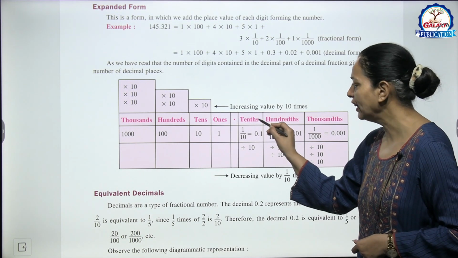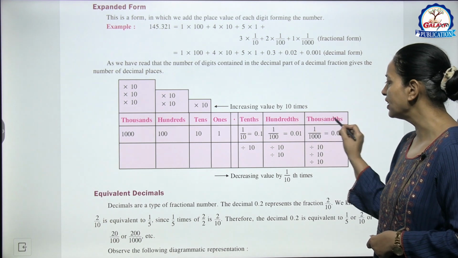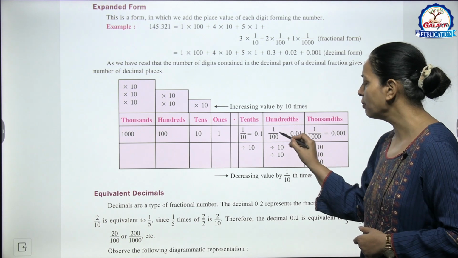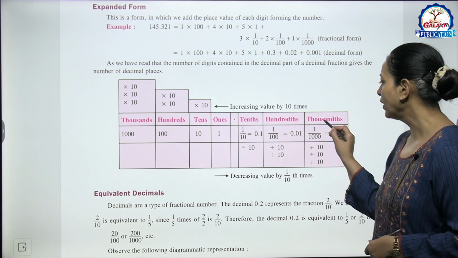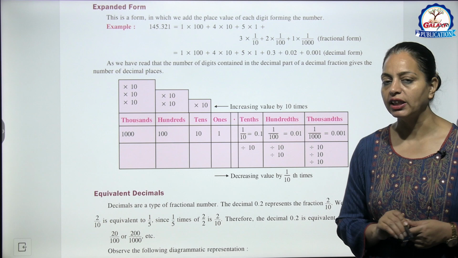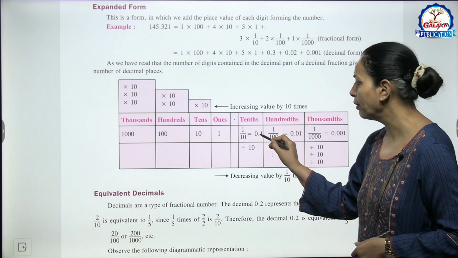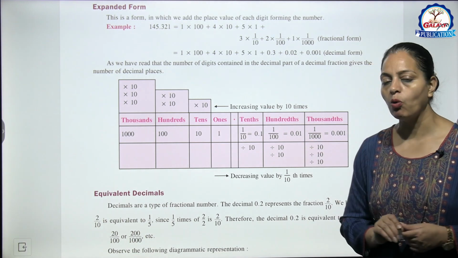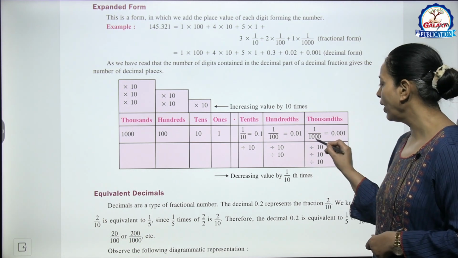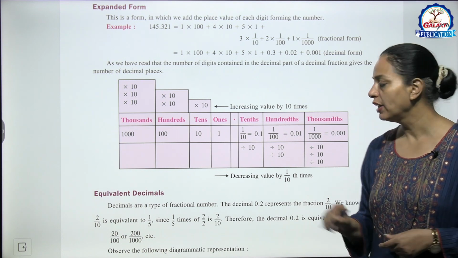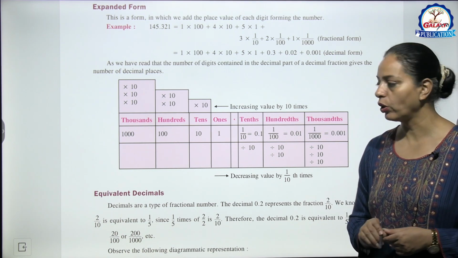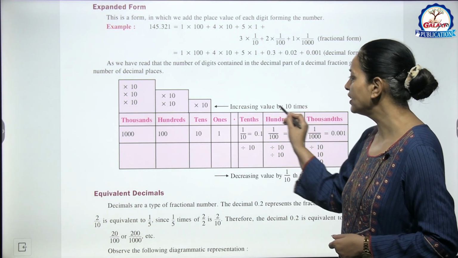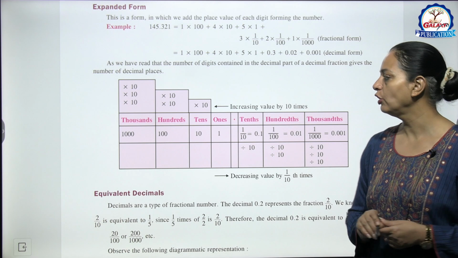So this is tenth, this is hundredth, this is thousandth. Tenth means 1 by 10, hundredth means 1 by 100, and thousandth means 1 upon 1000. 1 by 10 becomes 0.1, 1 by 100 becomes 0.01, and 1 by 1000 becomes 0.001. Okay, so when we are moving from right to left, we are increasing the value by 10 times.